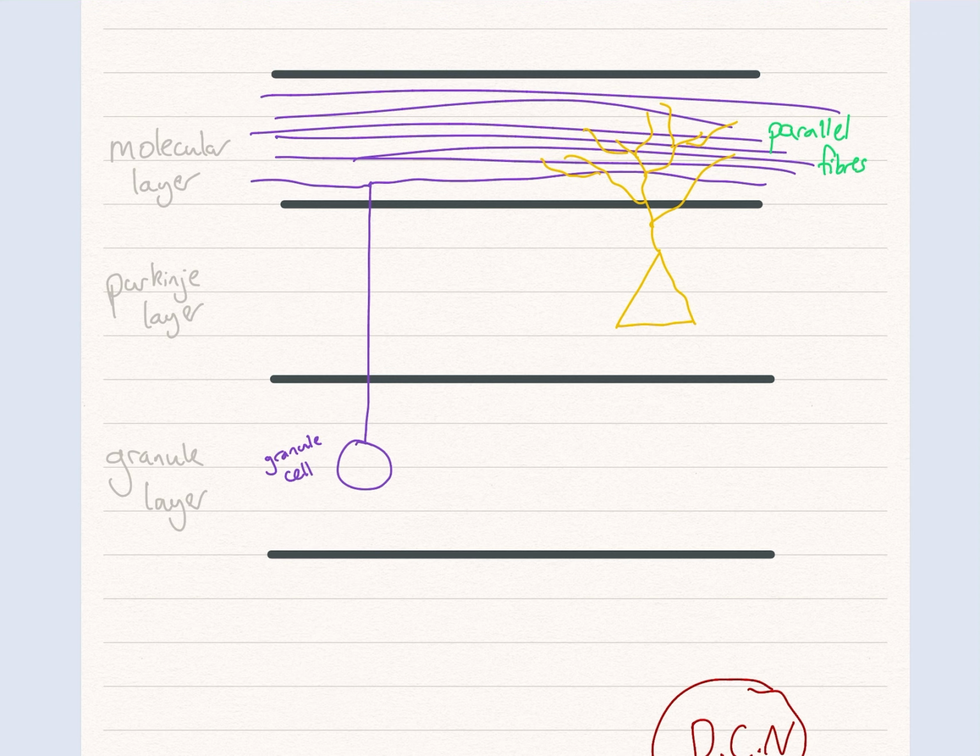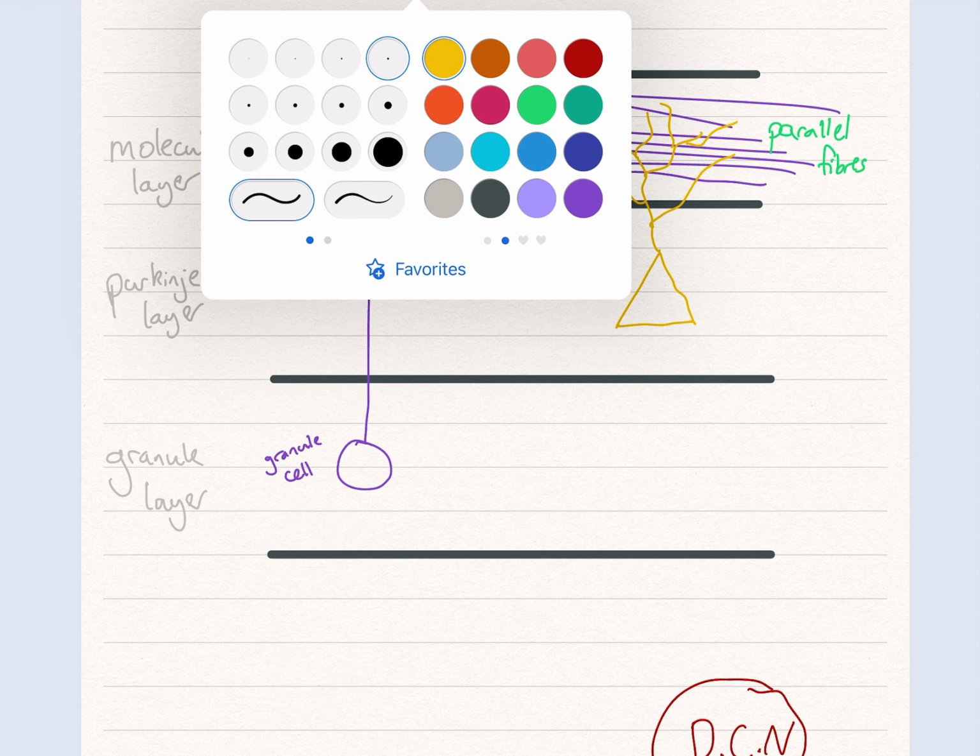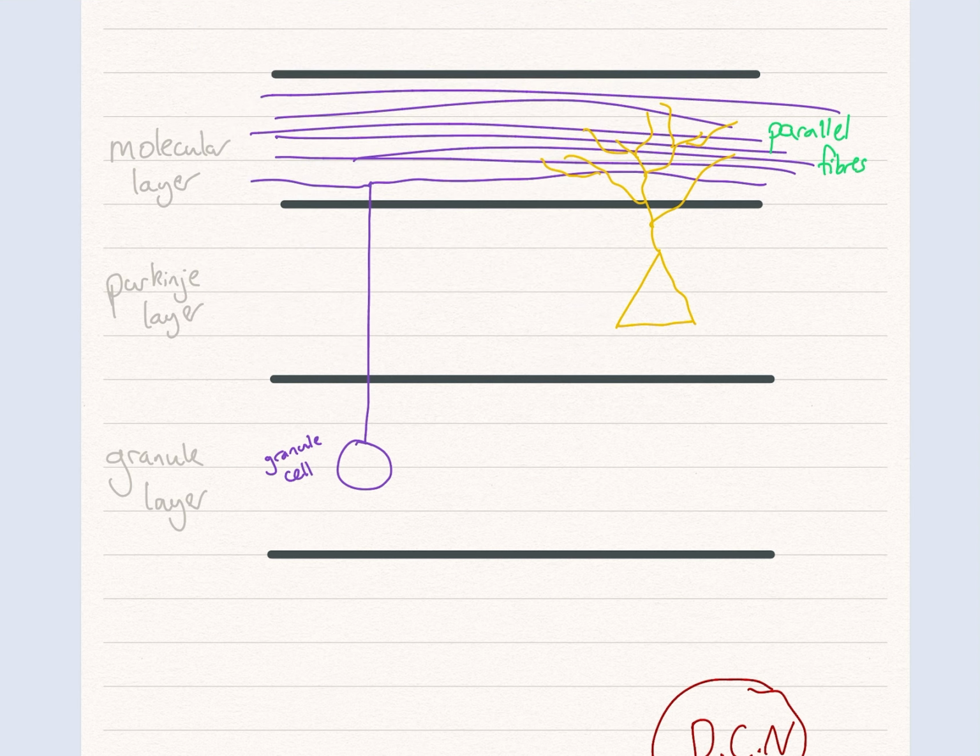The other two kinds of cells to remember, they're not that important, so it's okay if you forget, are the stellate and basket cells. They look like this here, stellate, and here, the basket cell. And what they do is just inhibitory for the Purkinje cell.